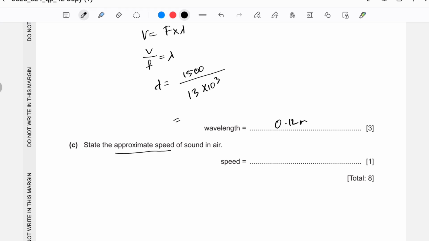State the approximate speed of sound in air. 330 meters per second.